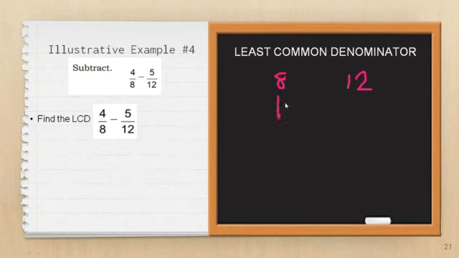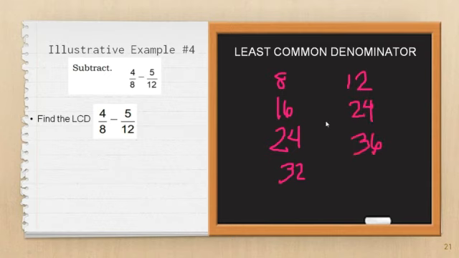8, 16, 24, 32. Tama? How about 12? Tingnan natin. 12, 24, 36. So, ayun, may nakita na agad tayo na pareho sa kanila. So, I have least common multiple ng 8 and 12 is 24. So, ibig sabihin, the least common denominator is 24.